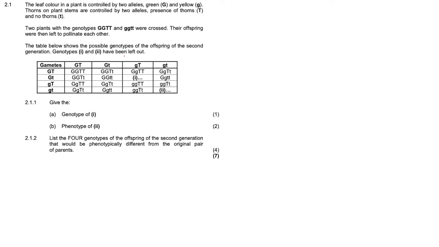The table below shows the possible genotypes of the offspring of the second generation. Genotypes I and II have been left out. Question 2.1.1. Give the A.